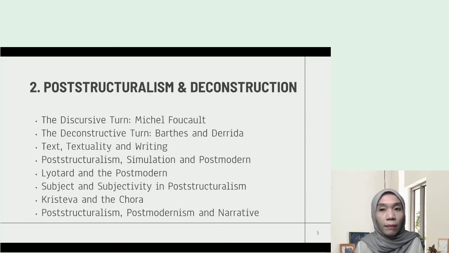Next, post-structuralism and deconstruction. There are some big names like Michel Foucault, Barthes and Derrida. Post-structuralism, subject and subjectivity in post-structuralism, Kristeva and Lacan, postmodernism and narrative. So you may have the hypothesis that this might be about deconstruction, or this might be about subject and subjectivity. So you need to read in depth about subject and subjectivity and find the keywords to represent the conflict in the literary work that you read.